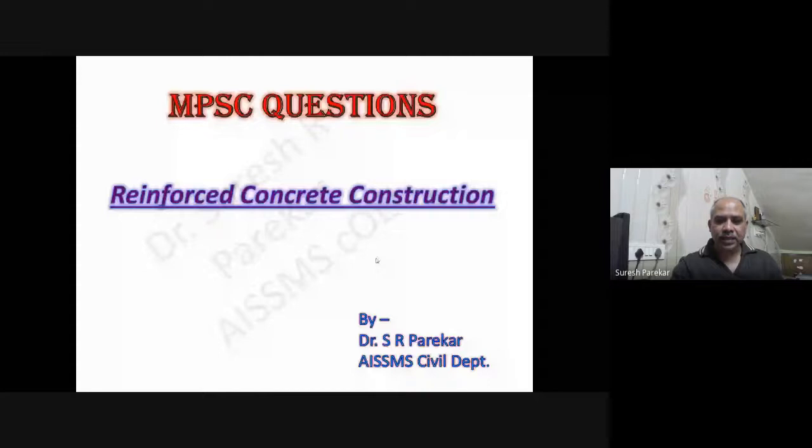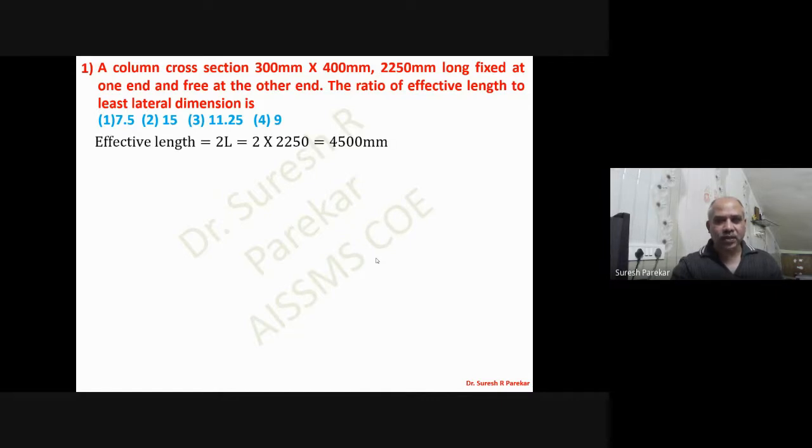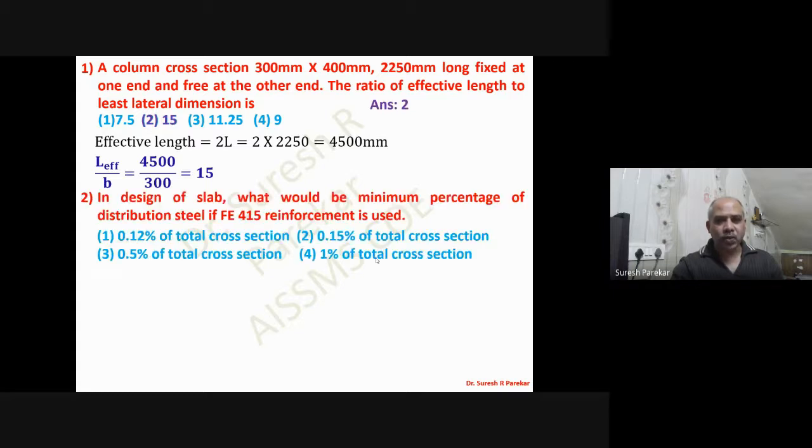RCC concrete, and that is from the last 3 MPSC examinations: 2019, 18, and 17. So we have the first question. A column cross section 300 by 400, 2250 long, fixed at one end and free at the other. The ratio of effective length to least lateral dimension. So one end fixed, other free. So we have effective length 2L, that comes 4500, and L effective by B is 15, option 2.